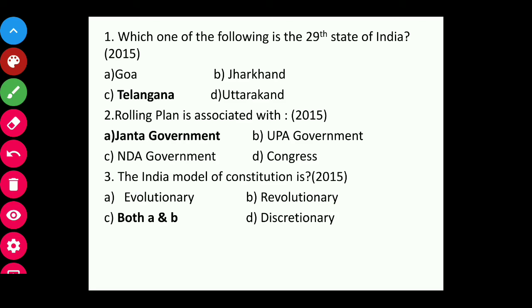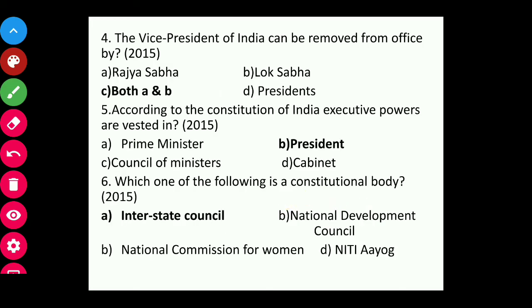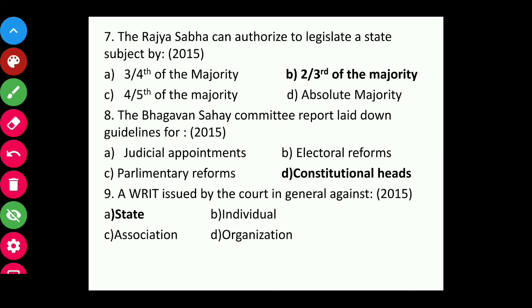Which one of the following is the 29 states of India? Rolling plan is associated with. The Indian model of constitution is. The Vice President of India can be removed from the office by. According to the Constitution, India executive powers are vested in. Which one of the following is a constitutional body? The Rajya Sabha can authorize to legislate a state subject by. The Bhagwan Sahay Committee report laid down guidelines for. A writ issued by the court is general against.